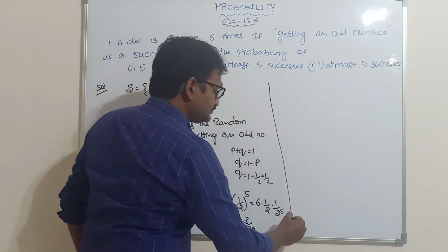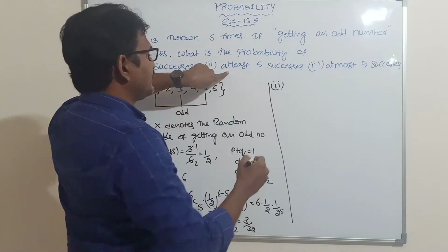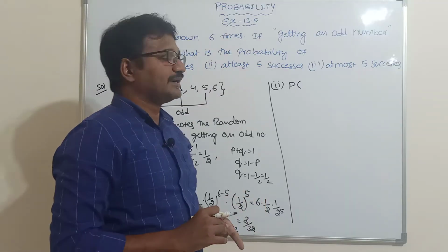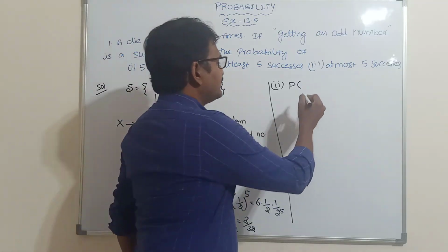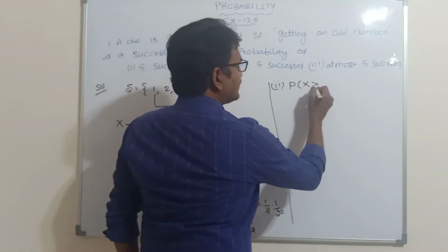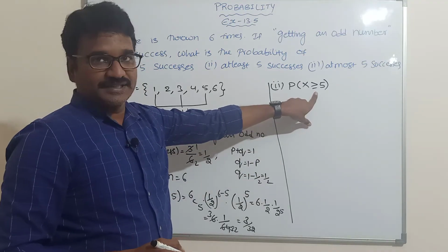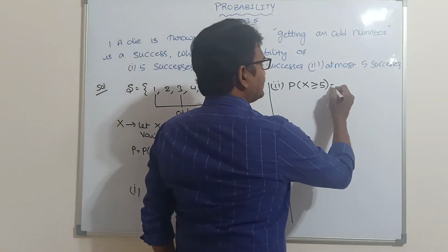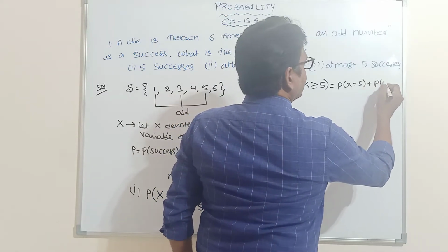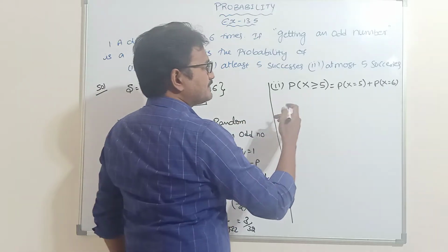The second problem is the probability of getting at least 5 successes. At least means minimum 5 successes, which means greater than or equal to 5. So the answer is P of x equal to 5 or P of x equal to 6. The maximum number of trials is 6. Minimum 5 means maximum 6.